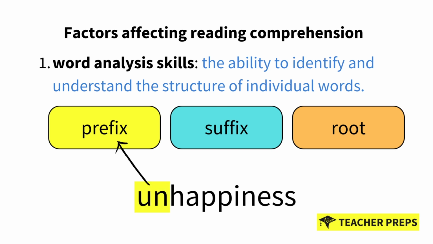So, first of all, un is the prefix. It means not. Happy is the root word, of course. We change the Y to an I. Nevertheless, meaning stays the same. And then we have the suffix ness. Apologies for crossing the arrows right there.